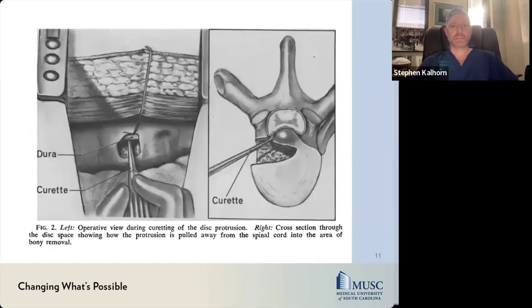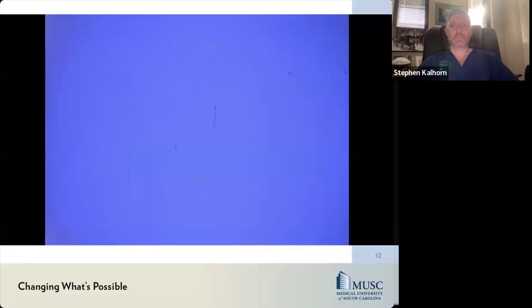Eventually you would get to the point where you could bring a curette in towards the interface between the herniated thoracic disc and the spinal cord, and then push it down out of the way. And this is a pretty big operation.